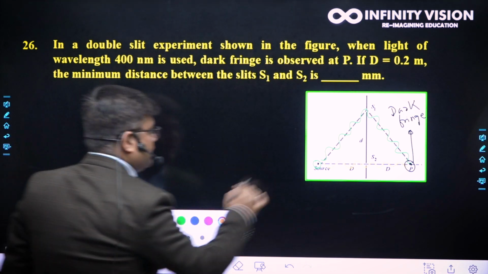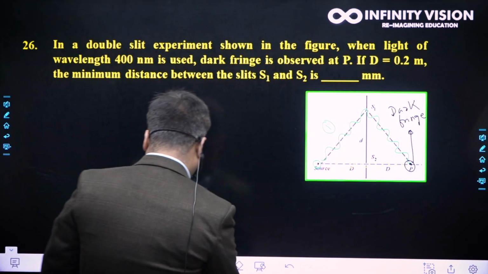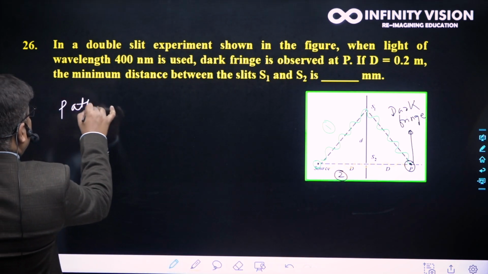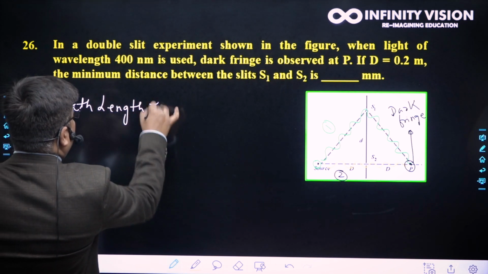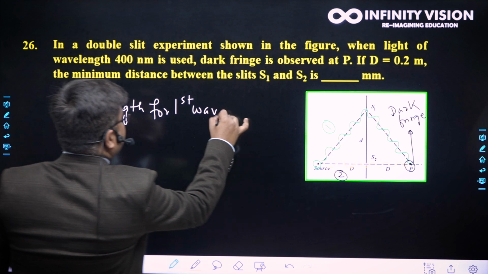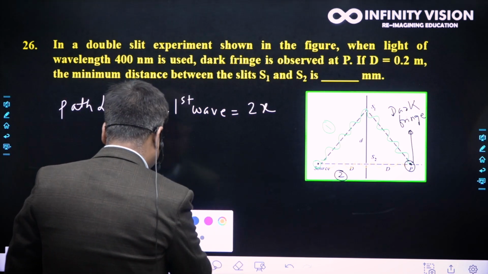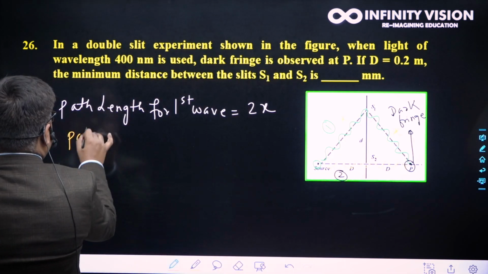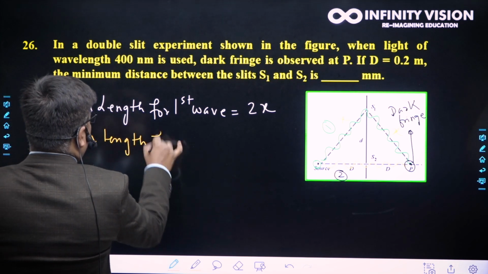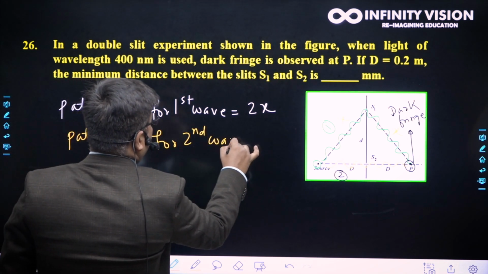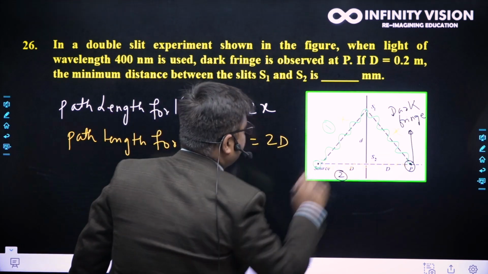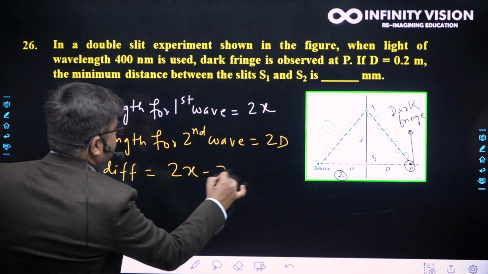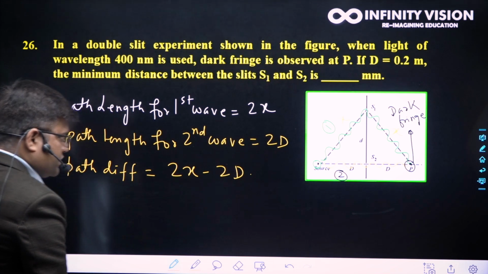If I number this as wave 1 and this as wave 2, so path length for first wave is 2 times x. If I call this distance x, this x and this x, so x plus x will be 2x. And path length for second wave is 2d, d plus d, 2d. So path difference is equal to 2x minus 2d. Path difference is 2x minus 2d.